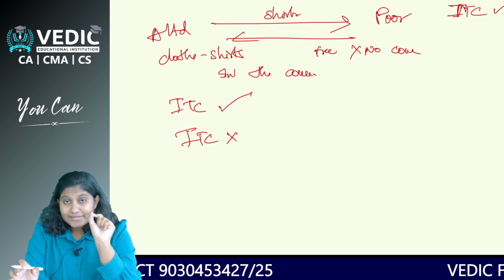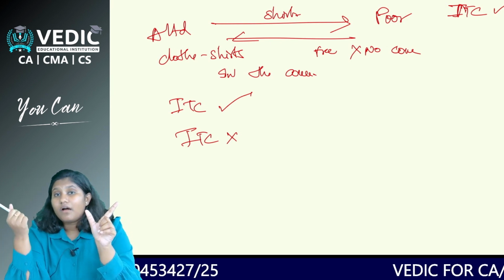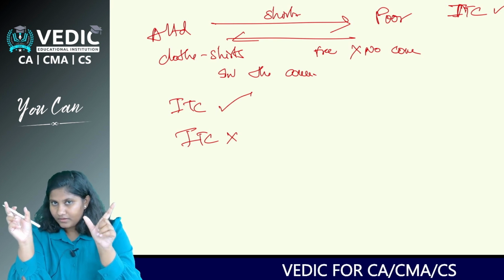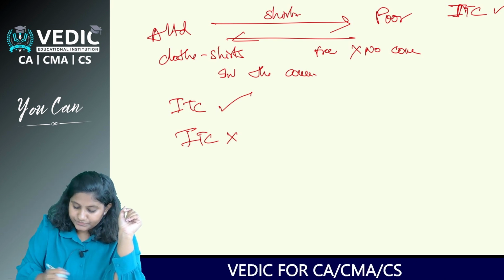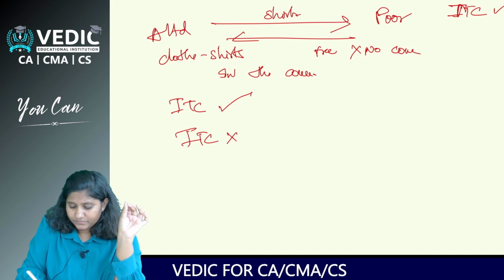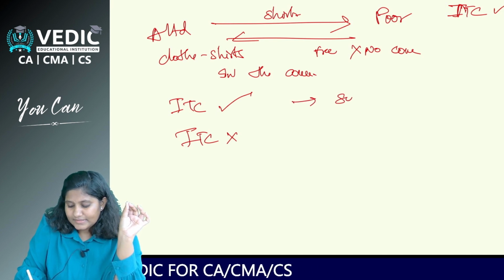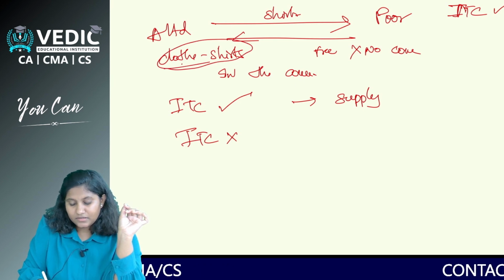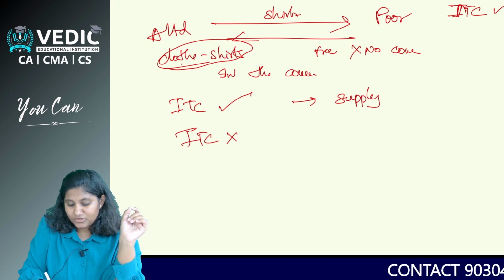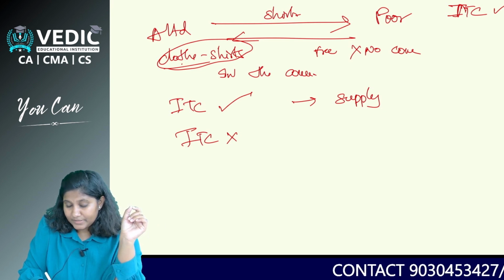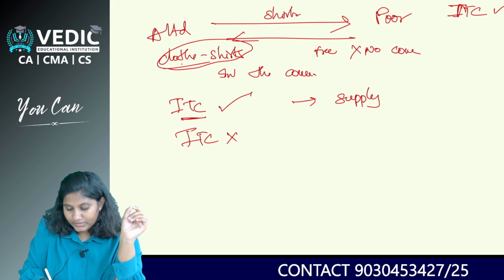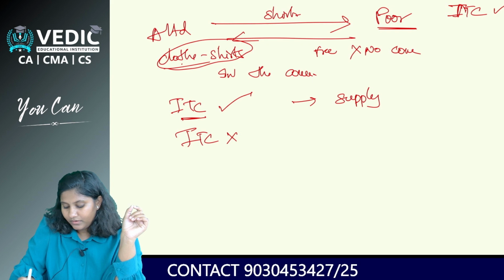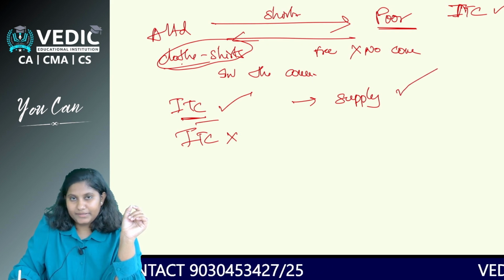They will avail input tax credit so that they can offset with output tax liability. Got it? Yes. ITC, what do they do? If ITC is availed now, then it is considered as supply. See, when they purchase raw materials for these clothes and shirts now, whatever the raw materials they purchase, if ITC is availed on that, when they are distributing or transferring to the poor now, then if ITC is availed, that will be a supply.